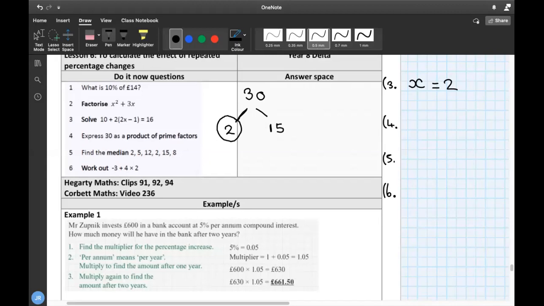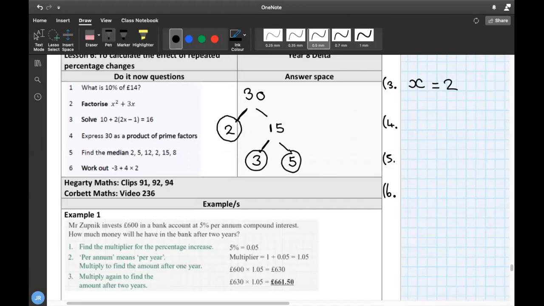15, however, we can find some more prime factors. Does 2 go into 15? No, it doesn't. So I try the next largest prime number, which is 3. Does 3 go into 15? Yes, it does. 3 multiplied by what gives me 15? Multiplied by 5. These are both prime numbers as well, so I need to circle them.